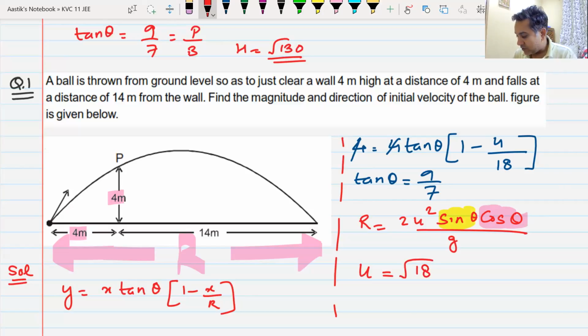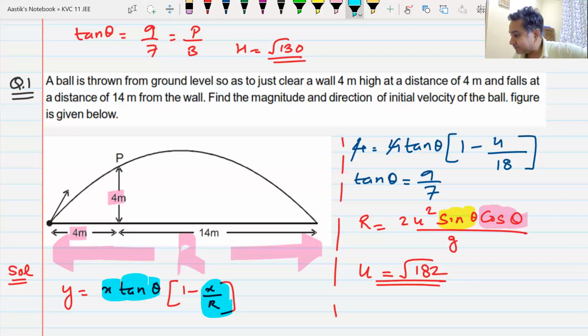The value of u that I have got here is root over 182. So I hope you can do this, yes or no? The only thing that you have to understand here was the diagram. Once you get the diagram correct, you compare it with the standard equation, and you get the value of tan theta. Once you get tan theta, you get sin theta and cos theta. Sin theta is 9 by root over 130. Cos theta is 7 by root over 130.